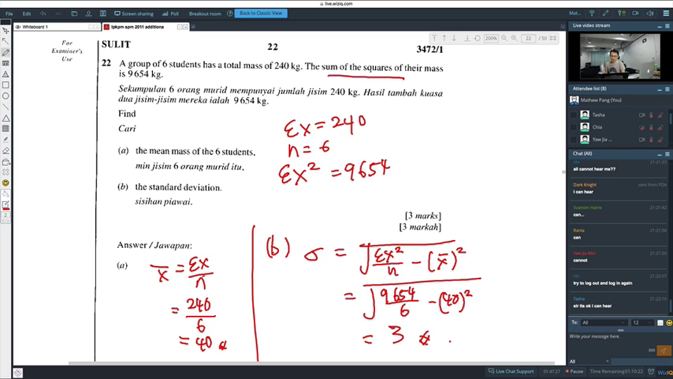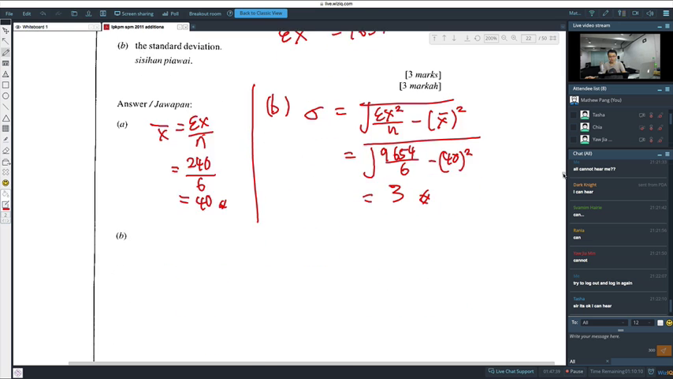So you just need to remember the standard deviation formula, then you can easily solve this one. Okay, so let's move on.